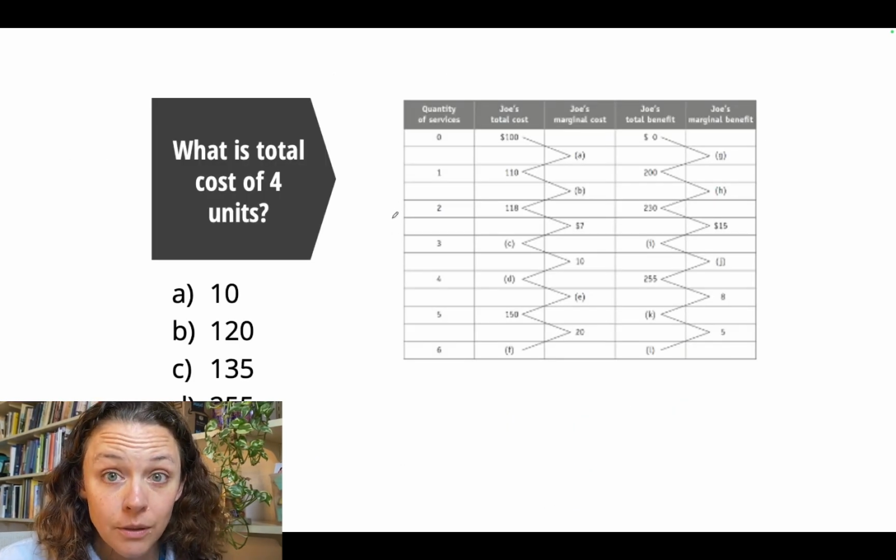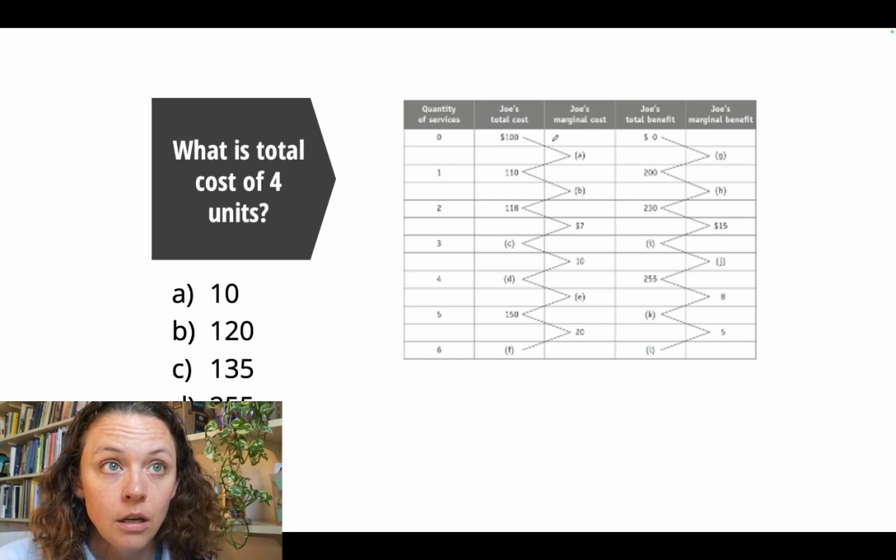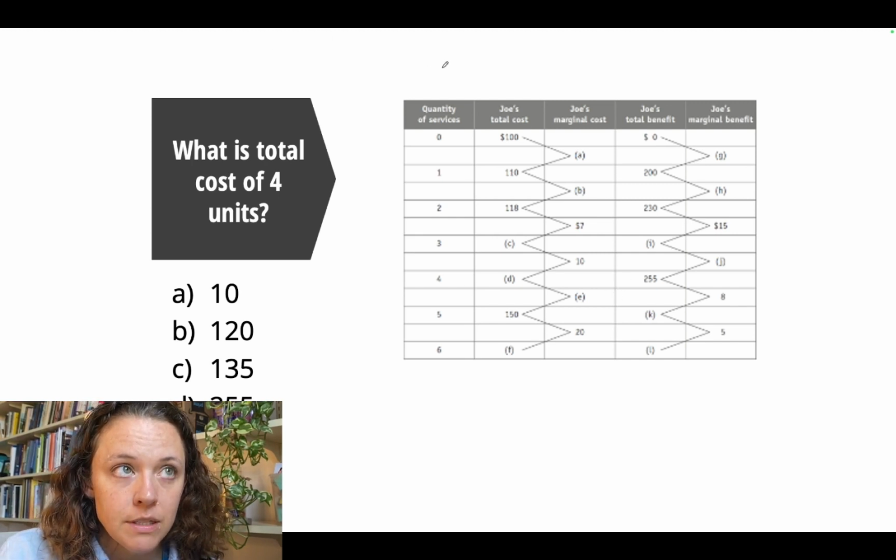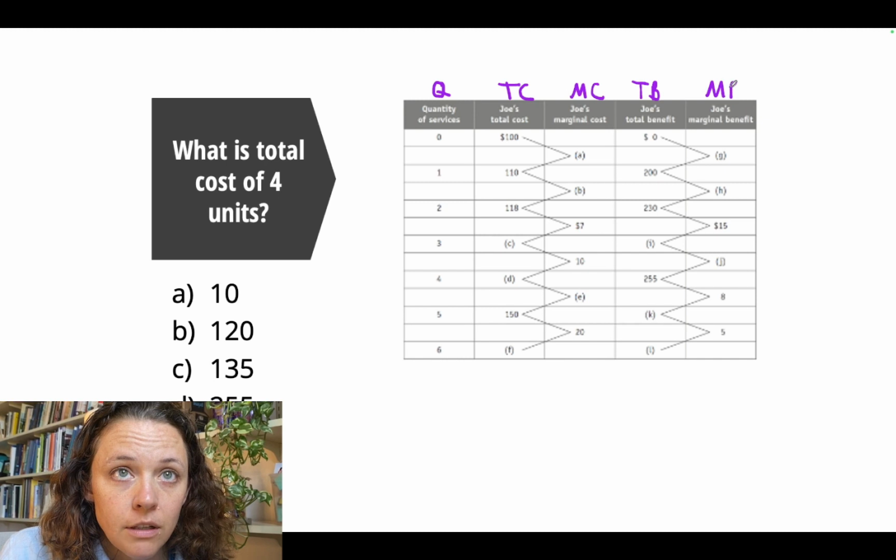Now for this example, we're going to walk through marginal benefit and marginal cost, how to calculate them, and how they relate to profit maximization. So what we've put here is a little table or schedule for Joe and his business. I apologize, the resolution's not fantastic, so I'm just going to write next to it: total cost, marginal cost, total benefit, marginal benefit.